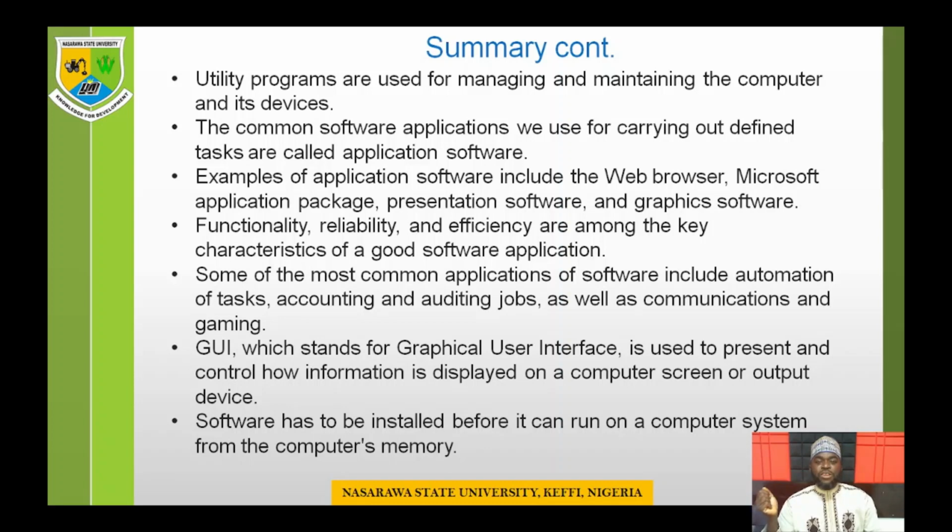Then the common software we use for carrying out defined tasks are called application programs. So application programs are the software we use in day-to-day activities to carry out our specific tasks. Examples of application software include the web browser, the Microsoft applications, presentation software, graphic software. Functionality, reliability and efficiency are among the key characteristics of good application software. Some of the most common applications of computer software include automation of tasks, accounting, auditing jobs, communications, military aircraft, among others.